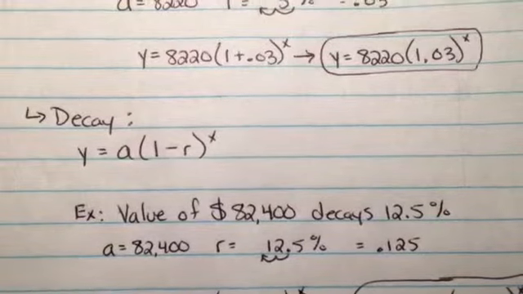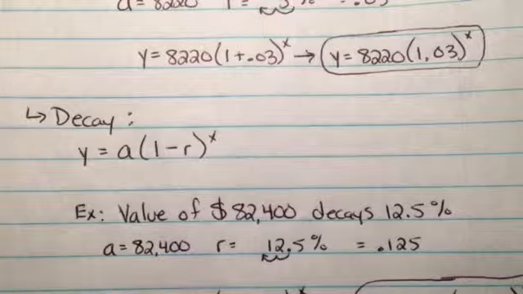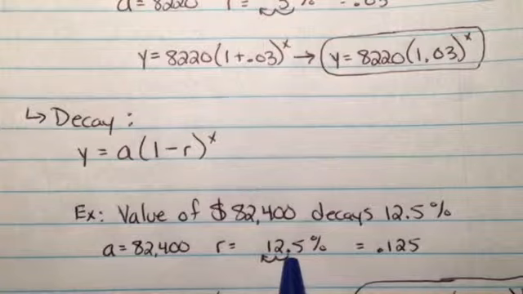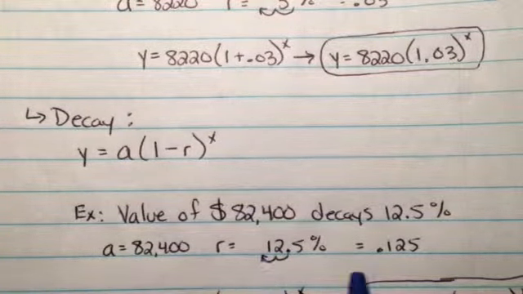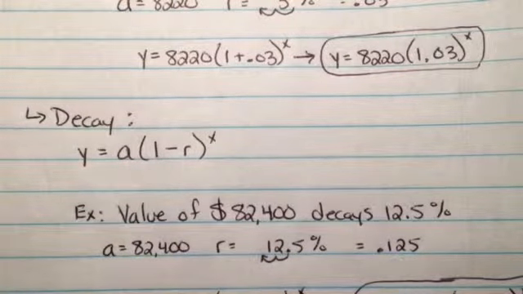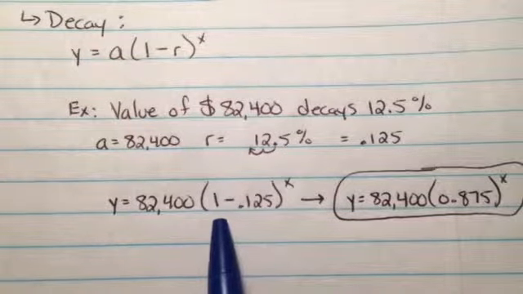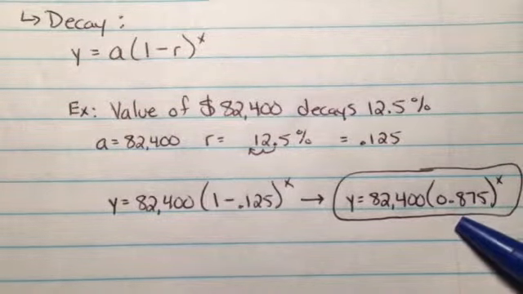So for an example, if we had something that was valued at $82,400, and it's going to decay 12.5%. So our initial amount is 82,400, the A. The rate is 12.5%. Move that decimal 2 places to the left, and that becomes 0.125. And we go ahead and plug that in. 82,400 times 1 minus 0.125 to the x power, and it simplifies to 0.875.